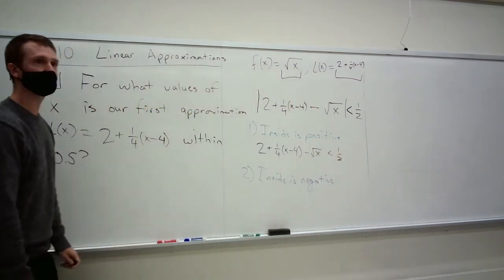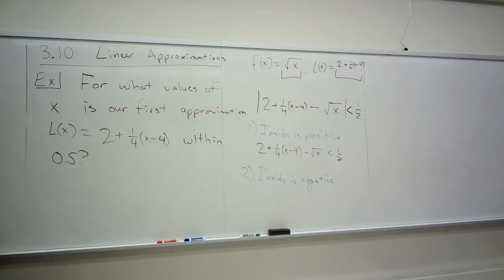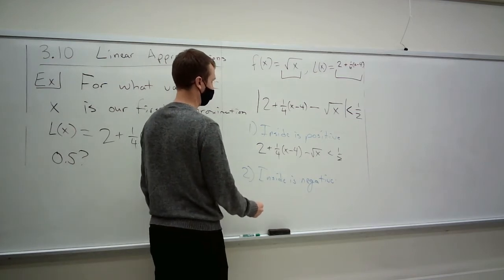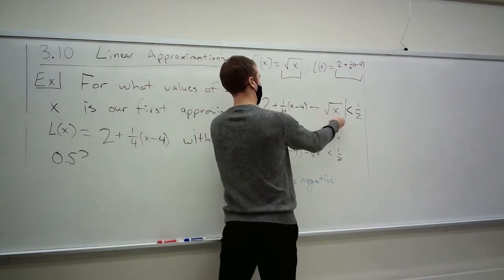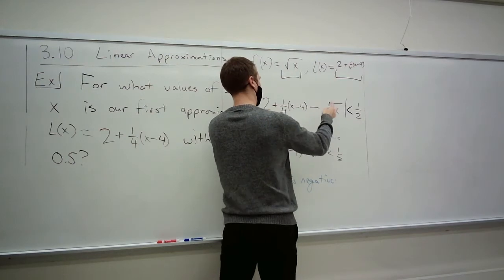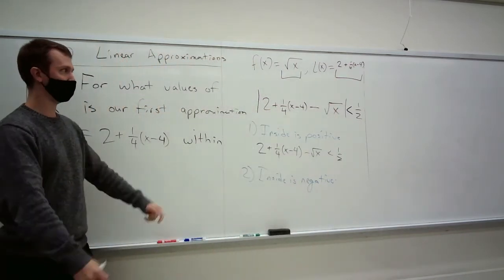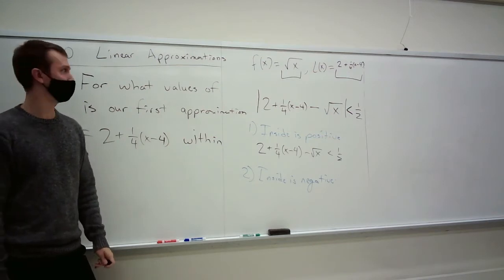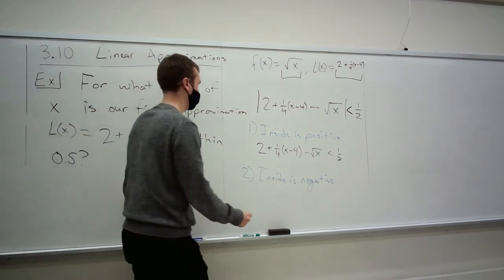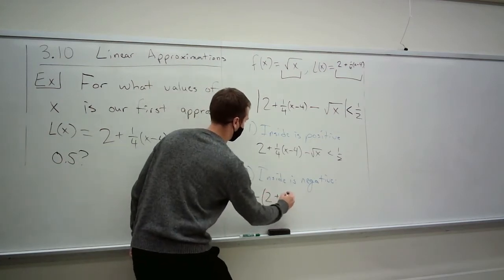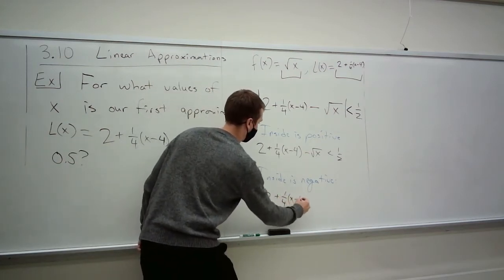And we solve it. If the inside is negative, we have this inequality. The inside is negative. The absolute value makes it positive by multiplying it by negative 1. Multiplication by negative 1 essentially just means do this: 2 plus a quarter, x minus 4.